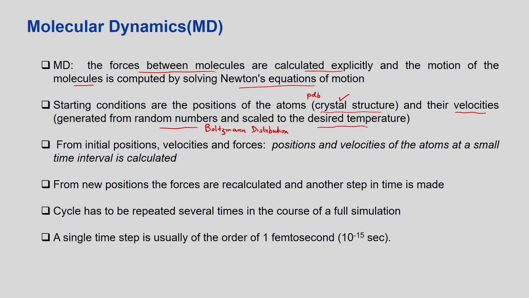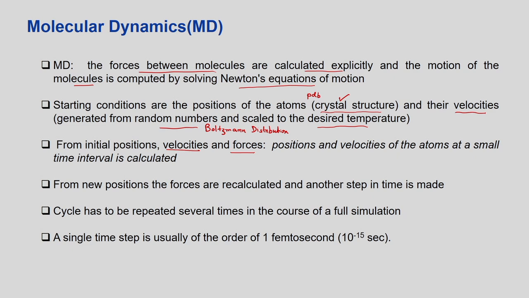So you start with some initial guess by random numbers, then give a distribution to the velocities, and then you start the trajectory. So molecules have started moving. Now from the initial positions, you calculate those velocities and forces. How we calculate velocities and forces, I will come back to that later.